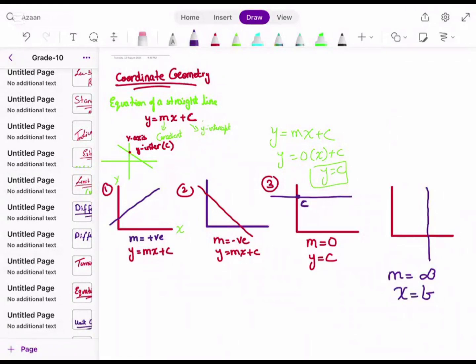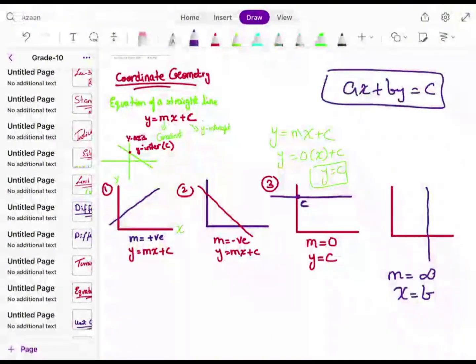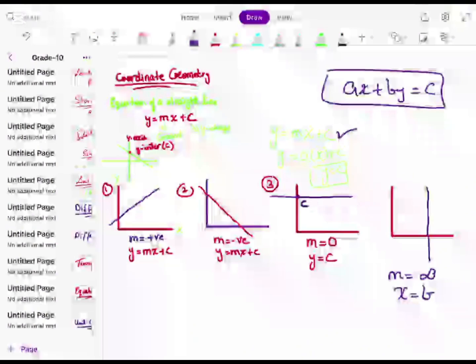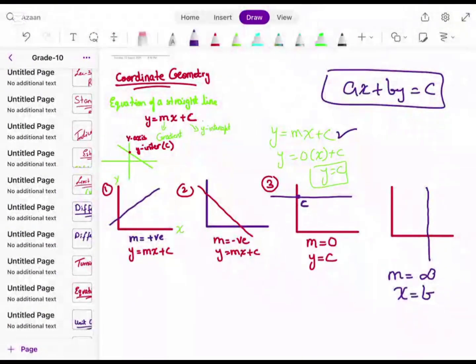The general form of the equation we know is ax plus by plus c equals 0. The equation of this straight line is y equals c, and when the line is vertical, then x equals b. These are the four very important conditions. Any confusion in these four conditions? No. That's great. Now we will see how to apply the formulas and how to do the questions.